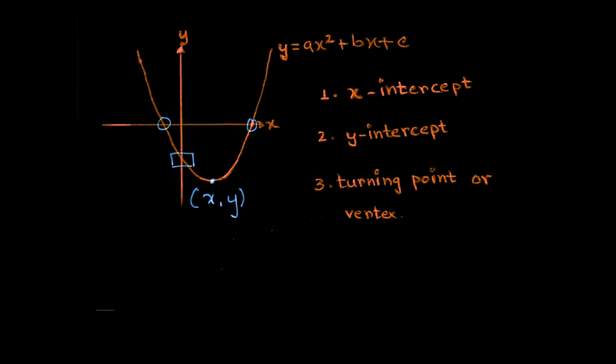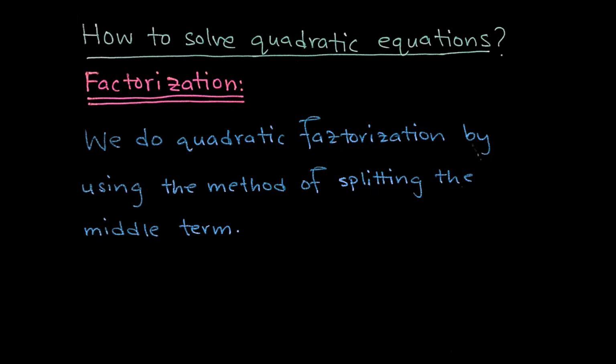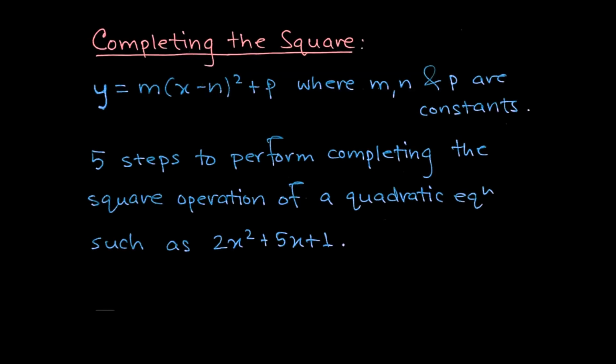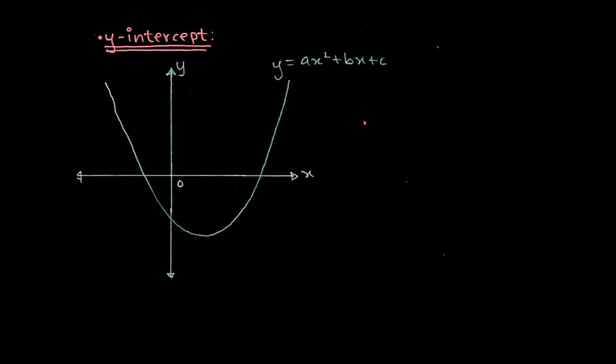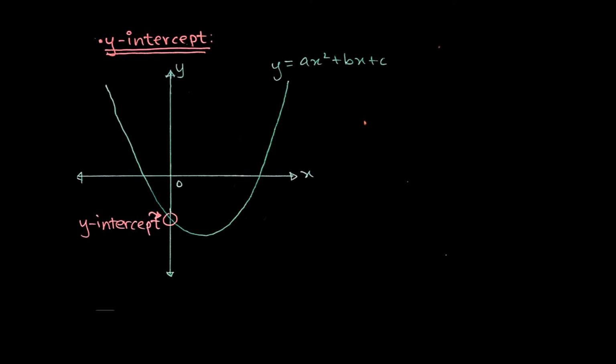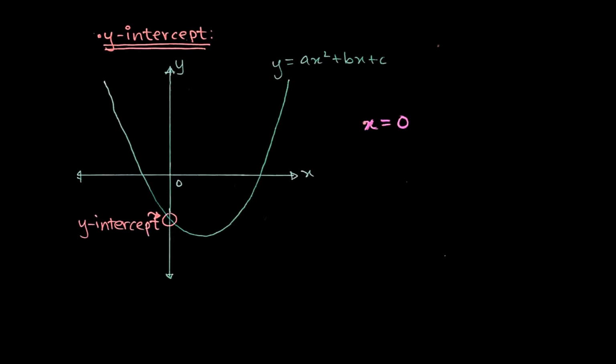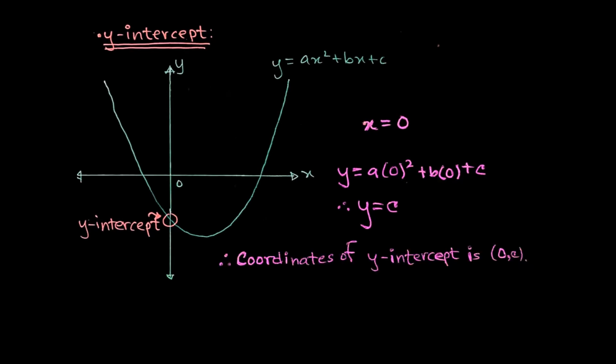X-intercept means the value of x for which y is equal to 0, which means the places where the curve cuts the x-axis. X-intercept is basically the root of the equation. As I have shown you in my previous video, roots can be found by using factorization, completing the square, and by using the general formula. Similarly, y-intercept means the place where the curve cuts the y-axis, which means where x is equal to 0. In order to find the y-intercept of the quadratic curve with the equation y = ax² + bx + c, we need to put x = 0 in the equation. This eliminates the terms containing x and x², and we get that the y-intercept is (0, c).